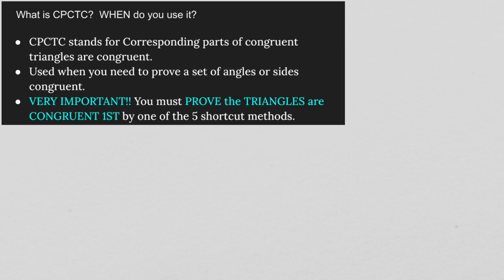All right, so let's just talk about CPCTC. When do you use it? So it stands for corresponding parts of congruent triangles are congruent. You use this only when you need to prove a set of angles or sides equal in triangles. Most important thing here, and it's highlighted, very important, you must prove the triangles are congruent first by one of those 5 shortcut methods, and then you could get those pieces of information congruent.